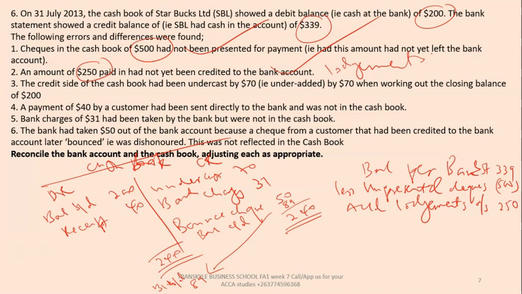And I say that in the bank statement, if only two items are adjusted, then we can just say balance per cash book. So we are saying 339 minus 500 plus 250. We arrive at $89. So we can safely say that we did the right thing. This is how you have to update the cash book. This is the bank reconciliation statement. Okay, then we are done. We have reconciled our cash book.